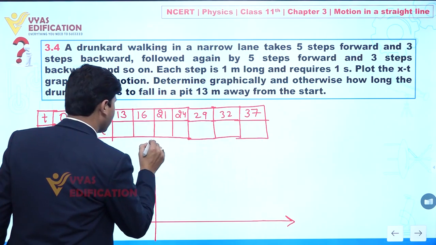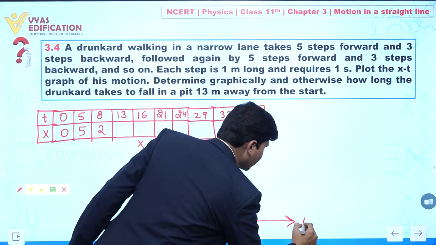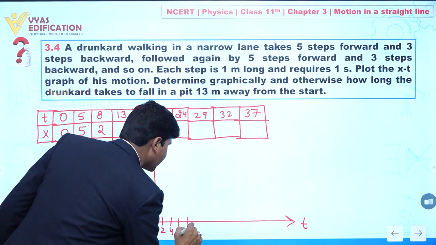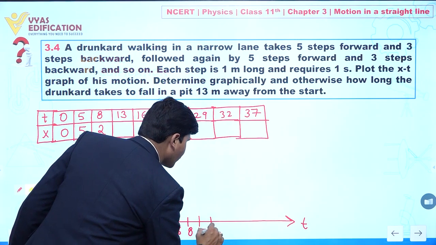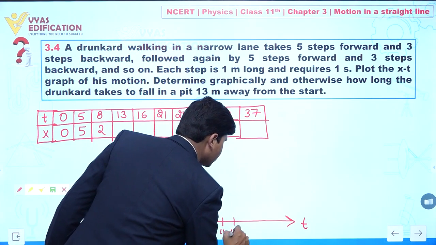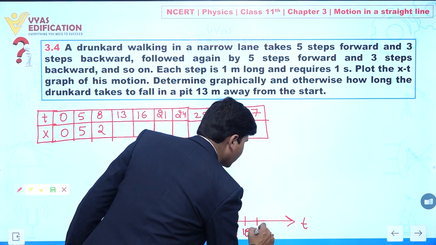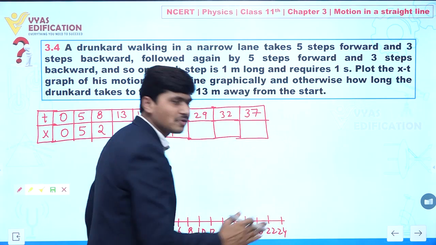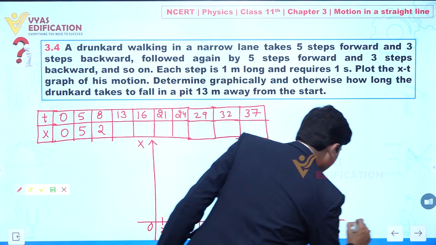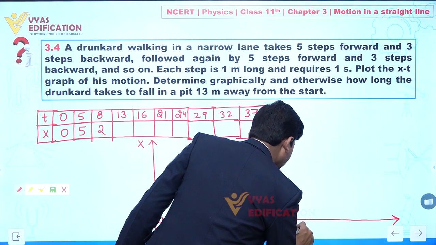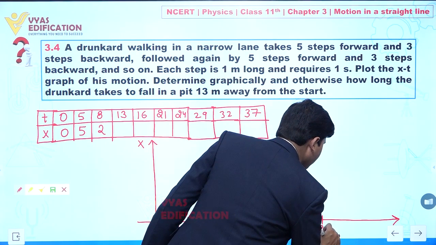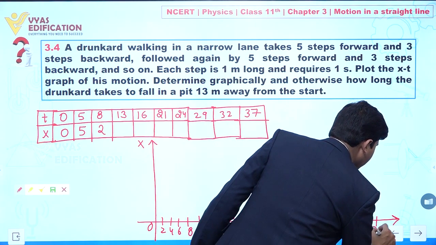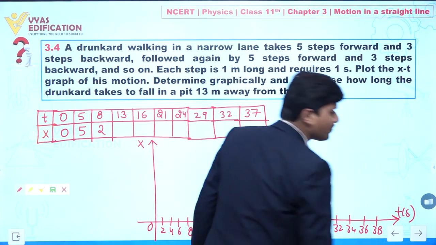Let's suppose here I am drawing like this. This is the x and t graph. I can write like this: 0, 2, 4, 6, 8, 10, 12, 14, 16, 18, 20, 22, 24. Actually we need time up to 37 seconds. So I am writing like this: 26, 28, 30, this is 32, 34, 36 and 38. Here we are taking time in seconds.